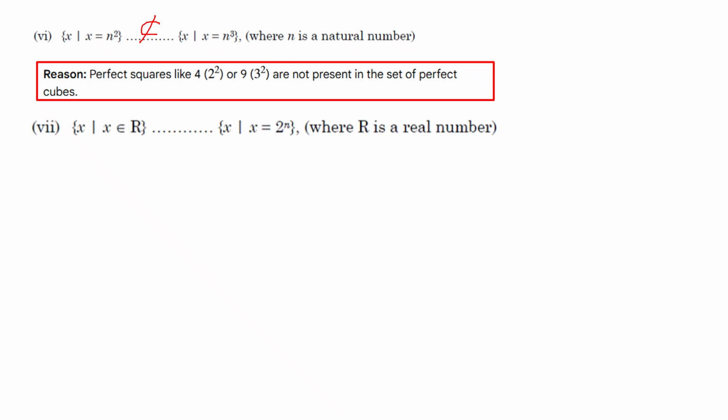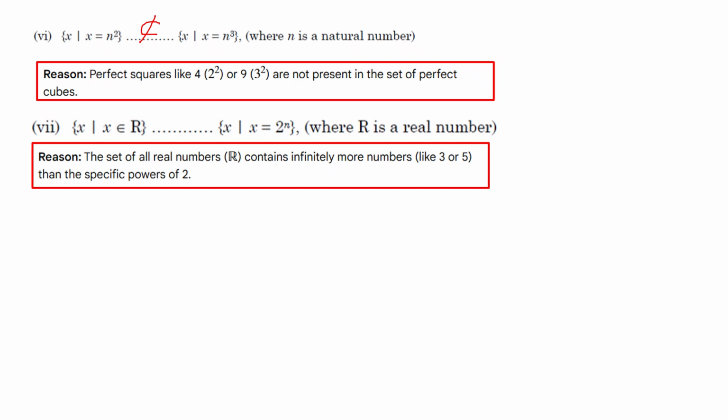Next, x belongs to real number and x is equal to 2 to the power n. Now for this, the set of real numbers contains infinitely more numbers like 3 or 5 than the specific powers of 2. Now see, the meaning is, here you will have members like 2, 2 square, 2 cube, 2 to the power 4 and so on. But real number will have many numbers. All the numbers are not present here because it takes only the numbers having power of 2. Right? So it is not a subset.